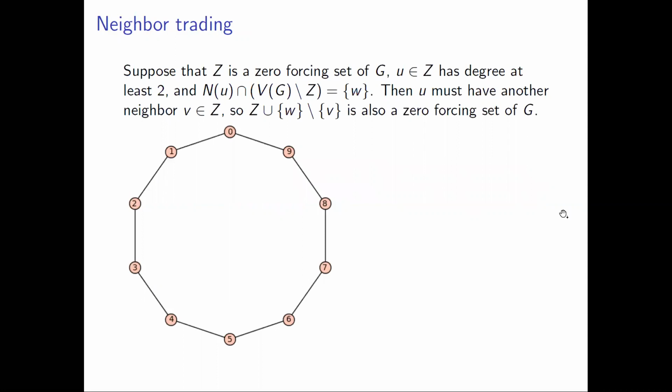For example, on a cycle, we have this zero forcing set right here. We can take this as our vertex V, and we see that V only has a single white neighbor over here. I'll name that W. And the other neighbor is U. So our new zero forcing set is this one right here.